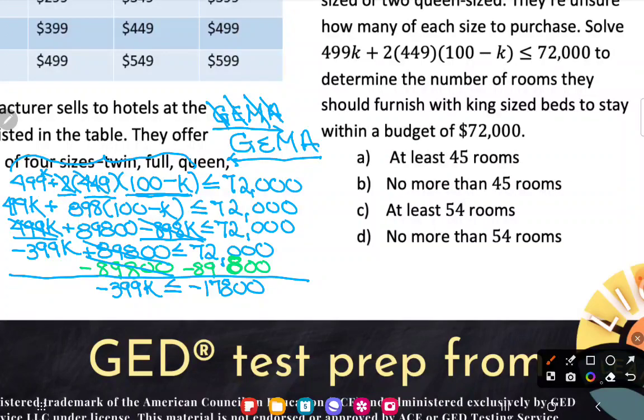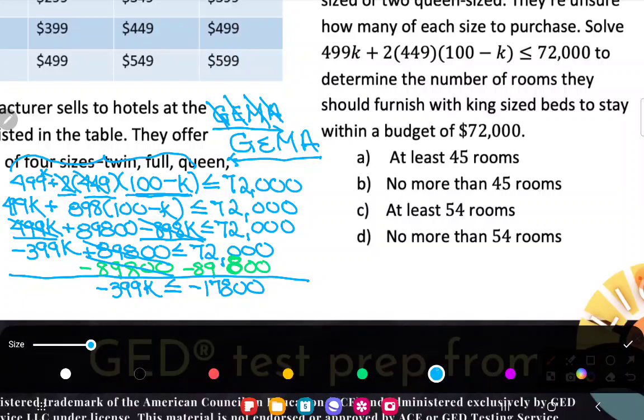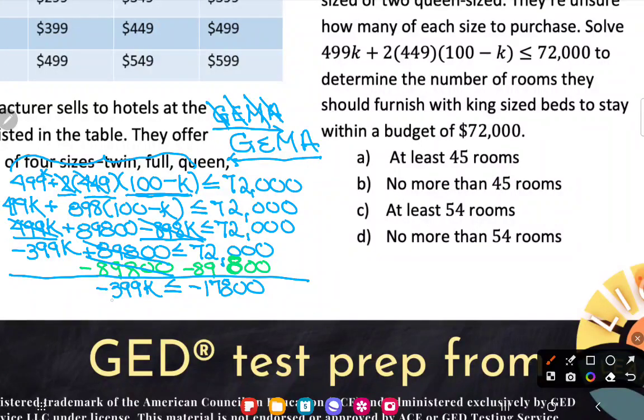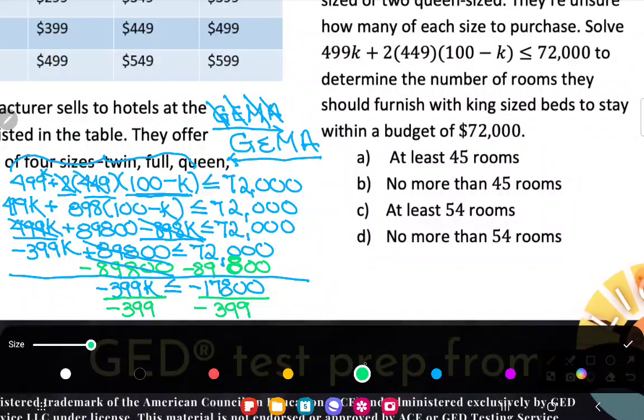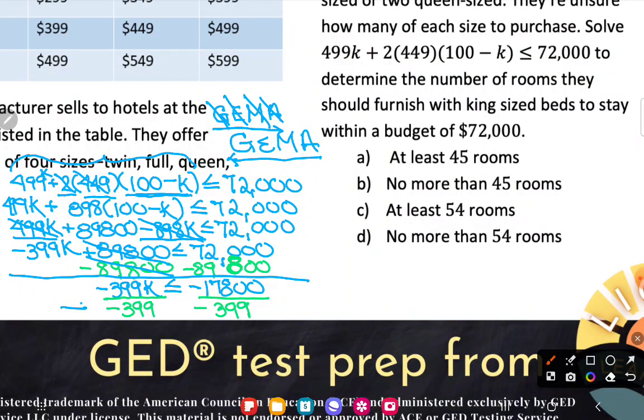Lovely. Now, almost done, but k is still not alone. I've got this multiplier of negative 399 to get rid of. I'm going to divide by exactly what I want to get rid of. I can do whatever I want, as long as I do it to both sides and realize that I just made a change. I just divided both sides by a negative, what we called negating both sides of the equation. I basically changed the signs of both sides. And when you change the signs, you change the relationship.